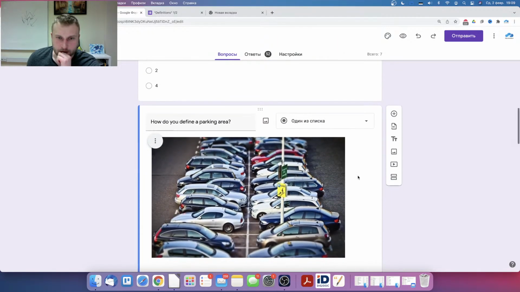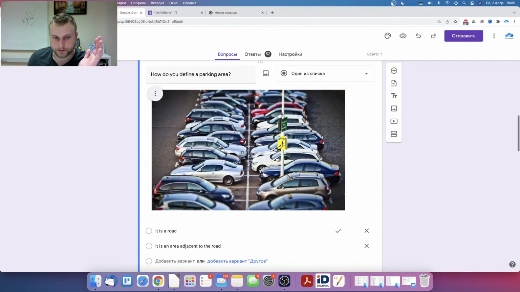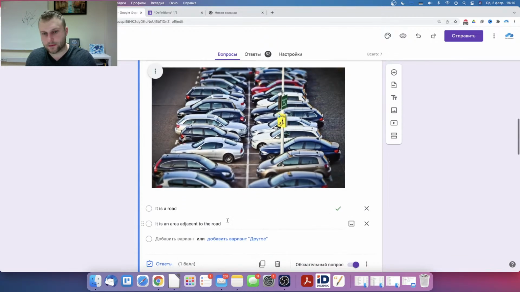Okay, here I already showed you the answer. So how do you define a parking area? It's a road also. It's not an area adjacent to the road. As you remember, areas adjacent to the road we consider gas stations, loading platforms, some factory access areas, and stuff like that.